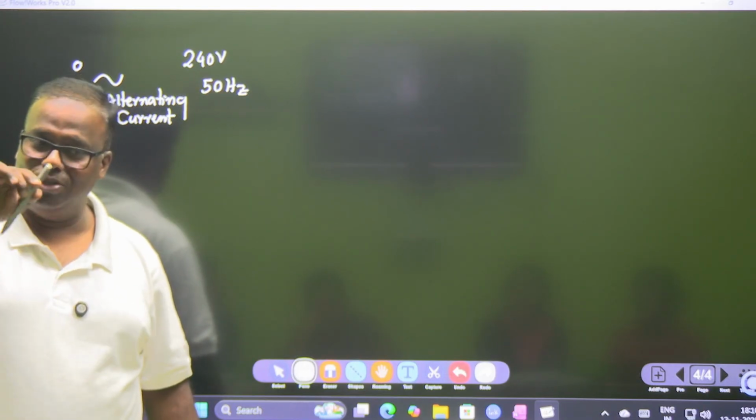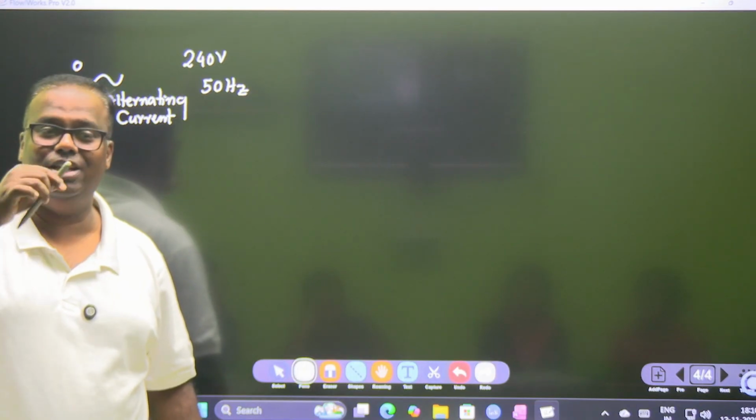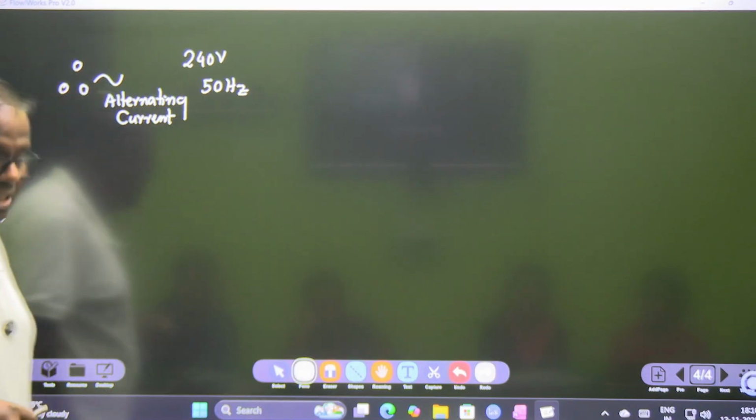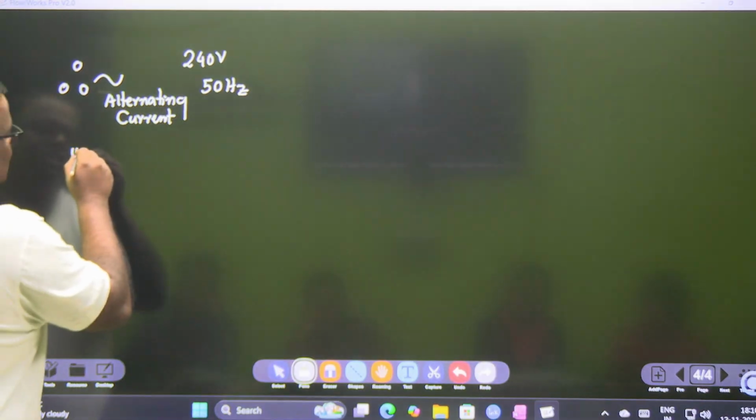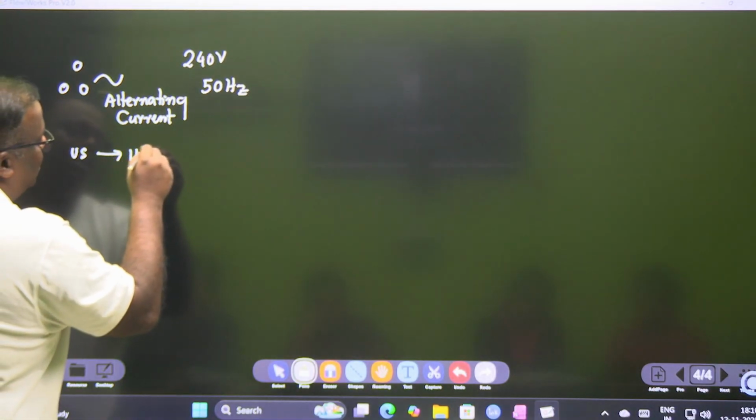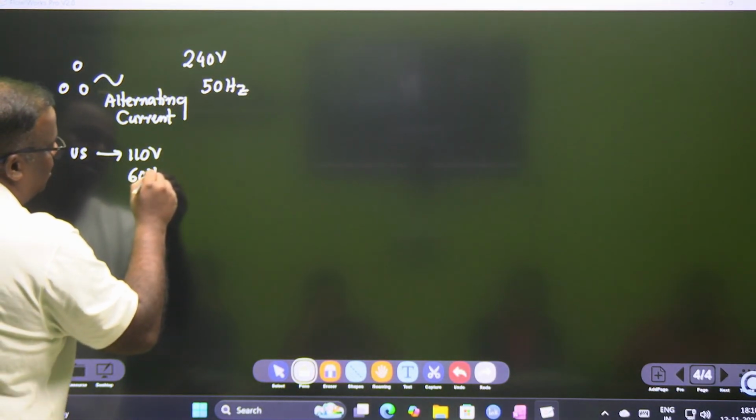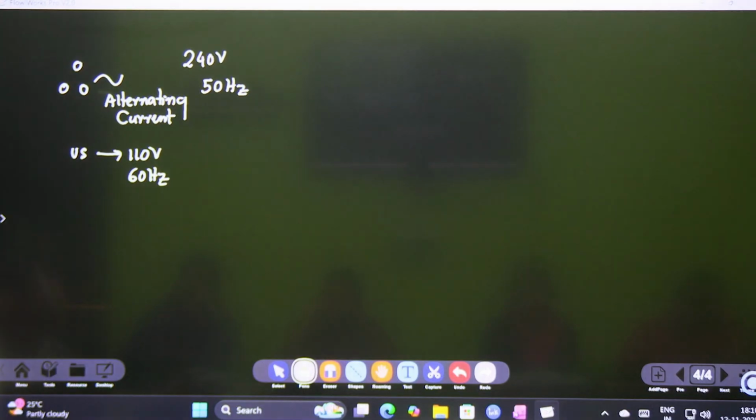You look at the pendulum. The pendulum is doing 1 cycle in 1 second. It is doing how many? 50. And same thing if you go to US, then the voltage is 110 volt, 60 hertz. 60 cycles in 1 second.